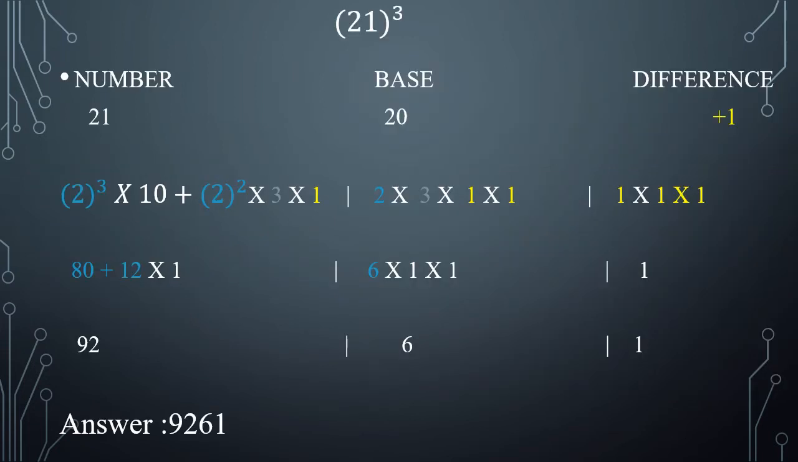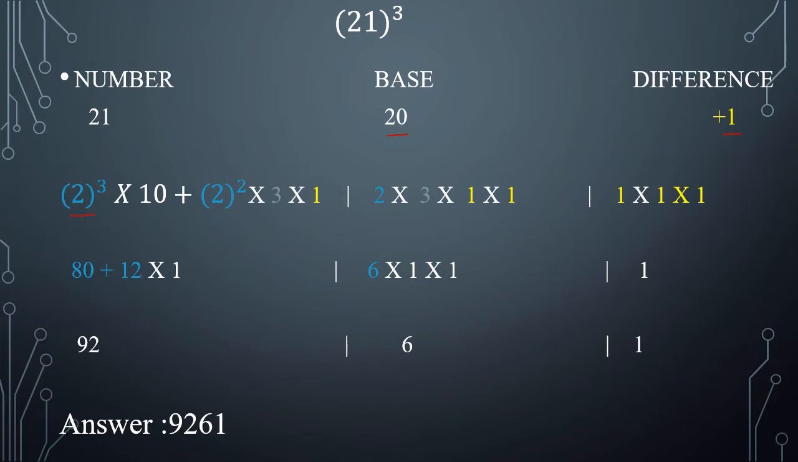So here is the first example. First we are finding the cube of the number 21. For the number 21, we have to take the base 20. It's a multiple of 10. That means 2 times 10 is 20 and the difference is plus 1. When we are taking 20 as the working base, the base is 10. So 20 divided by 10 is 2, which is a factor. So here we have to use that factor, which is 2.